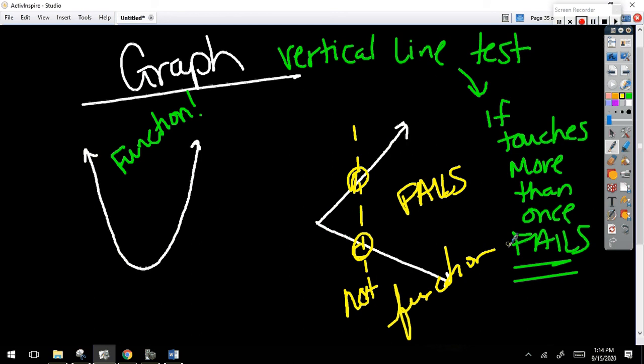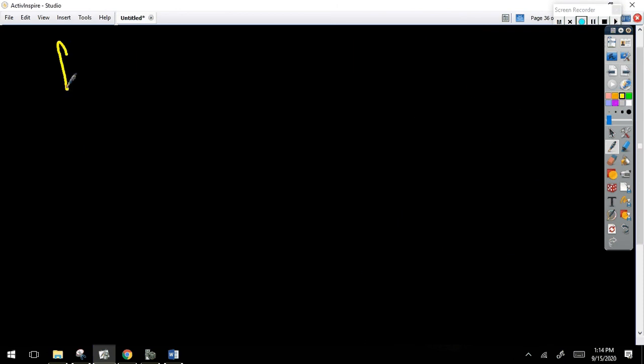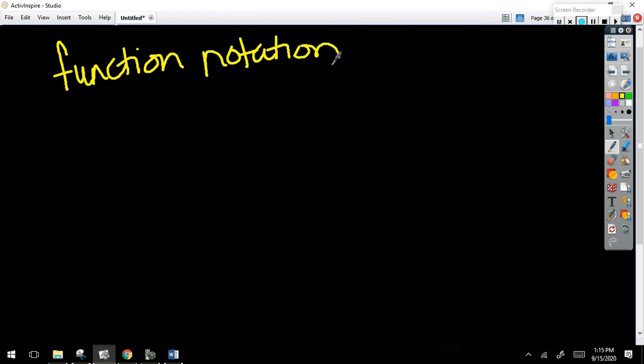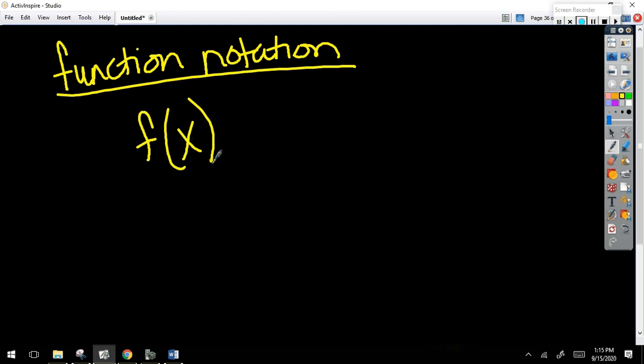I need to show you one more thing and I'll be done. And that is what we call function notation. Function notation is just a way of naming an equation that lets us know that, yes, as a matter of fact, it is a function. So we use this funny looking notation that I hope you have seen before: an f with an x in parentheses.